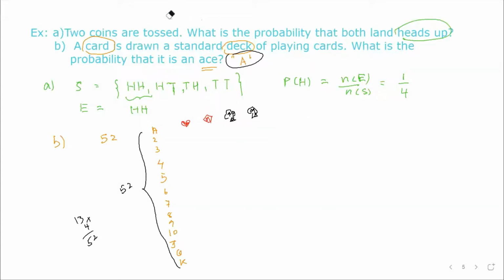So we use the formula. P of A, the card A here, is NE over NS. For E, because we have 4 A's, 1, 2, 3, 4, so E is 4, total 52. So it becomes 4 over 52, which is 1 over 13. So the probability of the card A is equal to this. Okay, so we go to the next example.